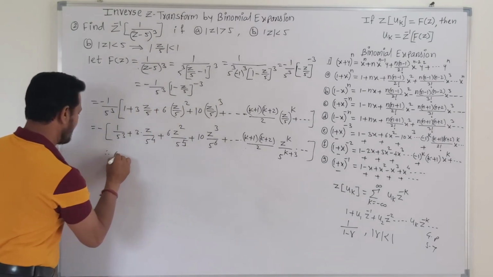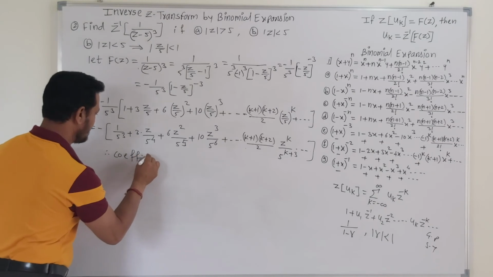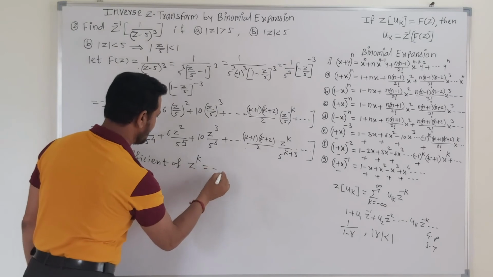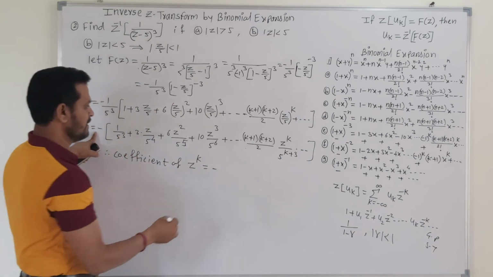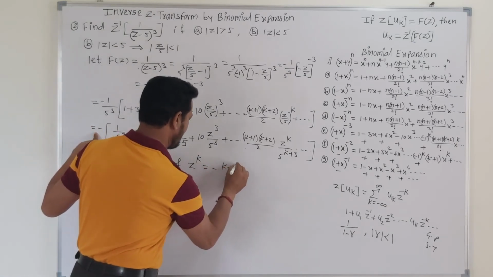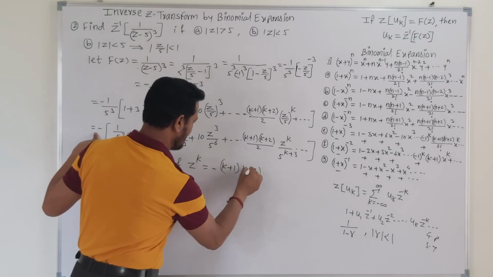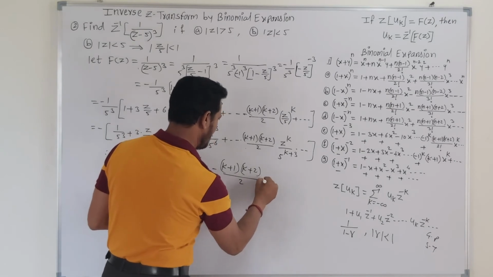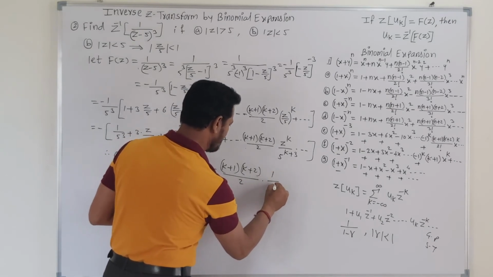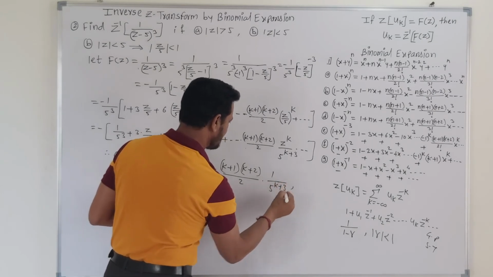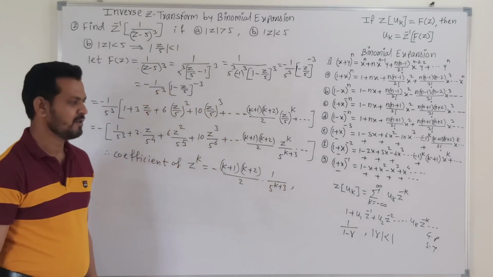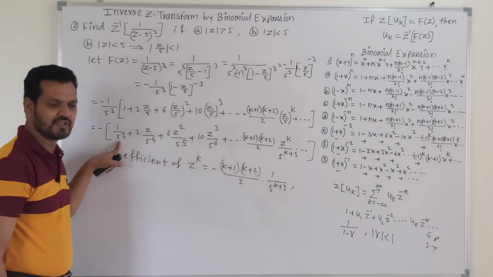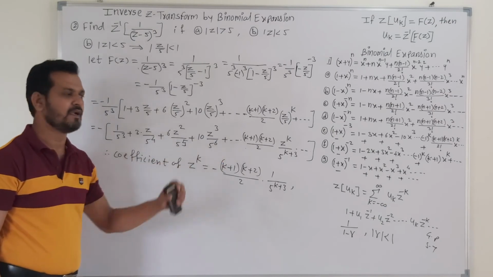So therefore we can write coefficient of z raised to k equal to, so this is minus sign, so then this term is k plus 1, then this is k plus 2 upon 2 into 1 upon 5 raised to k plus 3. Now friends, here we are getting this coefficient. Now in particular, put the value of k in such a way that we get this as the first term, this as the second term, this as the third term, and so on.